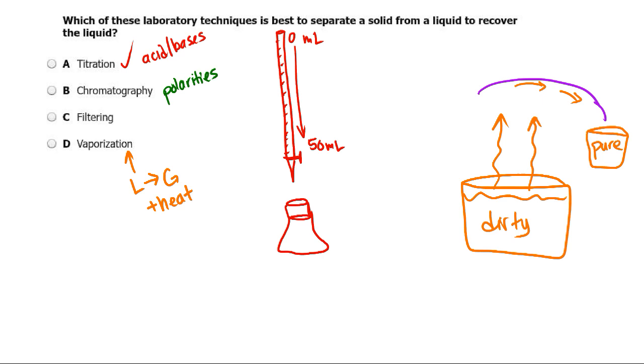But that is actually not how you separate a solid and a liquid to recover the liquid, not generally. This question may not be written the best because you can separate solids and liquids. If this were salt water, you could distill it and then separate the liquid and the salt. But what makes the most sense is filtration. Filtration is most like coffee, where the solid, like the coffee grounds, is separated, and then the coffee is recovered through the filter.